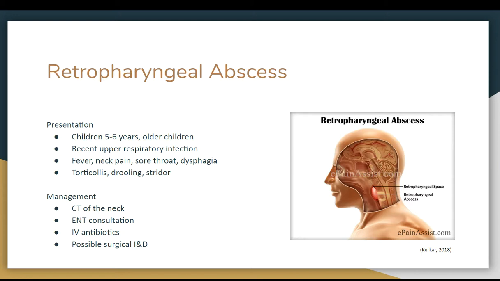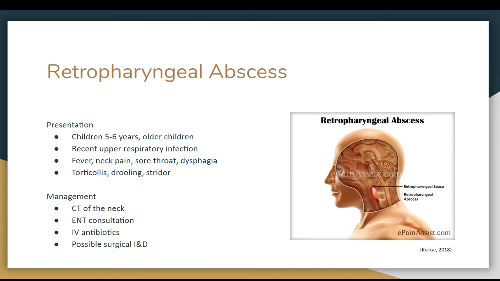So the presentation of this is that children will be about 5 or 6 years old, maybe a little bit older. They will have a recent URI. They will have a newer onset of fever, neck pain, sore throat, and trouble swallowing. If it gets severe, they may have torticollis or leaning to one side. That's that unilateral neck swelling. They may start drooling because they can't swallow their saliva, and they may have stridor.